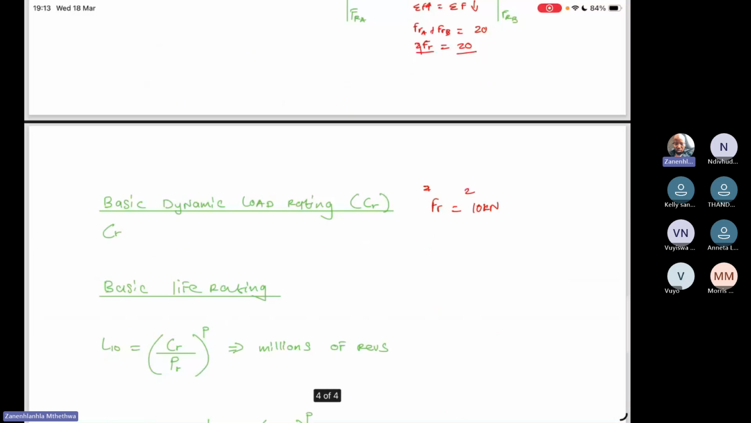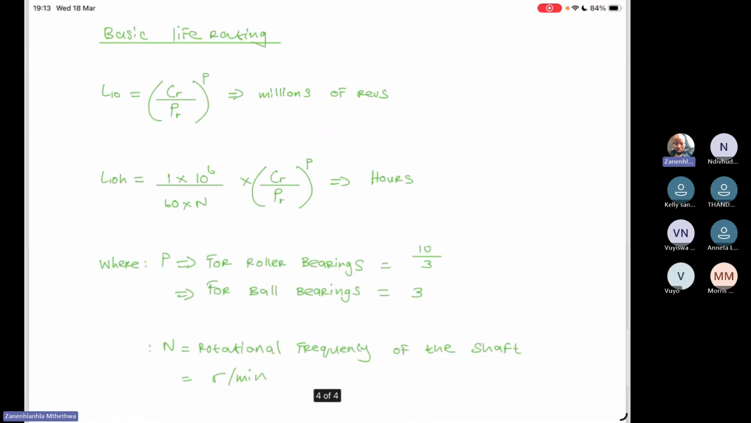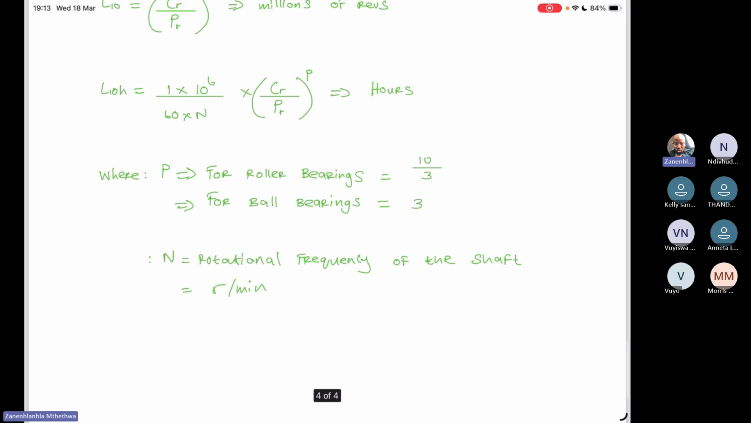Very simple to answer the question. There we go. Do you see the part where I write that P for roller bearings is 10/3 and for ball bearings it is 3?